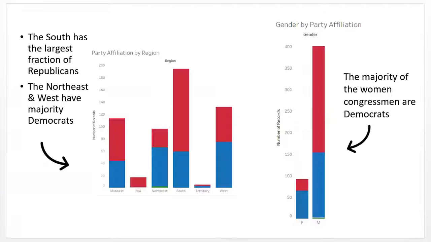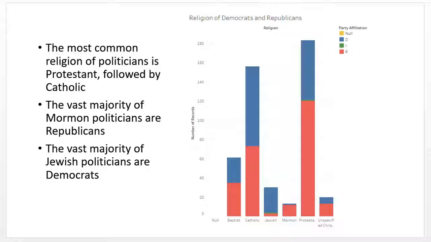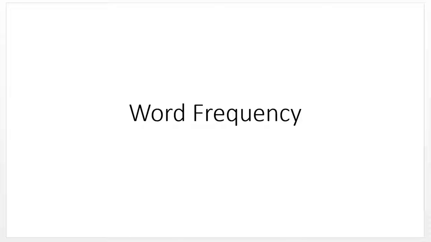Here we present some findings from our analysis, starting with the demographics. As you can see here, the majority of women congressmen are Democrats as opposed to Republicans. With regard to age, Democrats have a slightly higher average age than Republicans. With regard to religion, Protestantism is the most popular religion, followed by Catholicism.